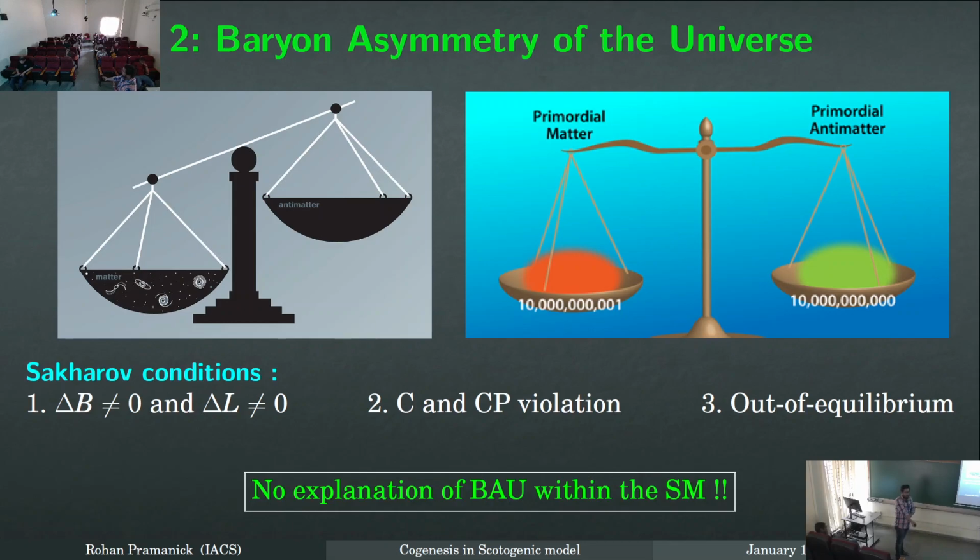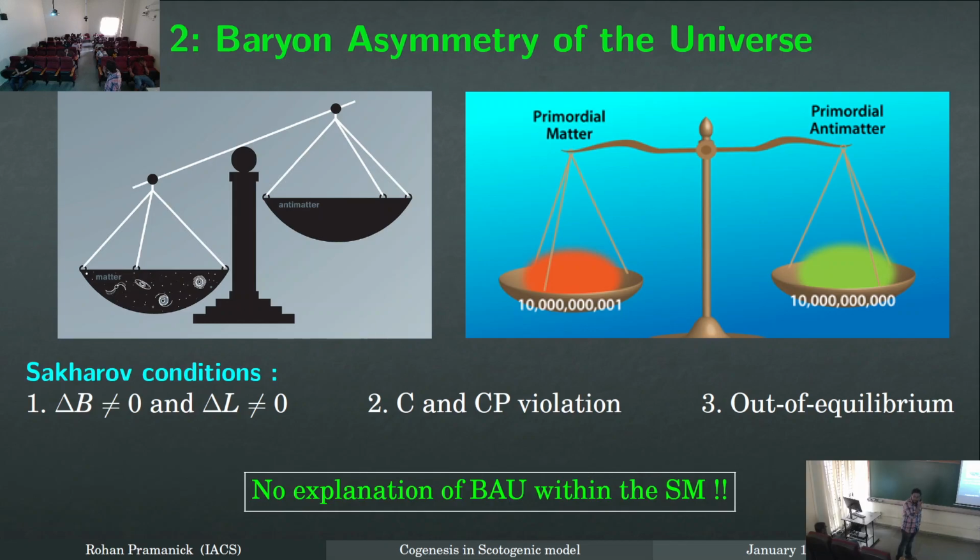But mostly those are made of matter, and we see there is a very tiny amount of antimatter present. This sort of asymmetry between matter and antimatter cannot be explained within the context of the standard model, because if you want to dynamically generate any kind of asymmetry within the context of the standard model or the gauge group, you need to satisfy these conditions, namely the Sakharov conditions.